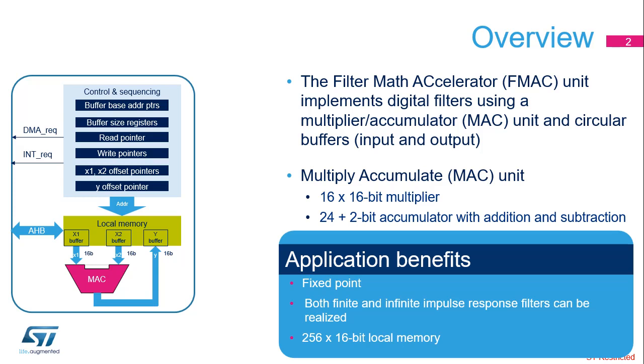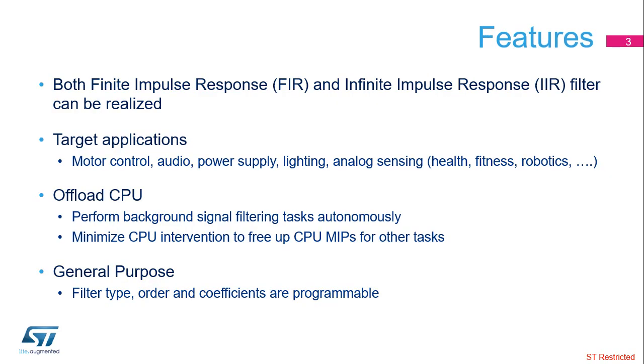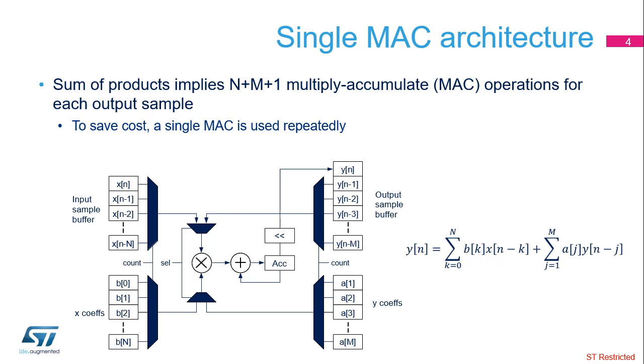The unit allows frequent or lengthy filtering operations to be offloaded from the CPU, freeing up the processor for other tasks. Filter functions FIR and IIR can be realized by the FMAC. Typical applications requiring these filters are motor control, audio, power supply, lighting, and analog sensing. The FMAC offloads the CPU by executing background signal filtering tasks autonomously, thus freeing up the CPU MIPS for other tasks. The FMAC unit enables the user to select the filter type, the filter order, and the coefficients, which are all programmable. This figure details the architecture of the MAC unit.